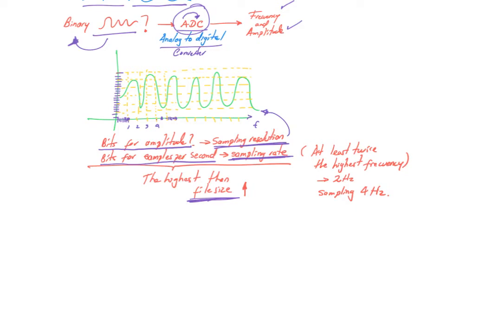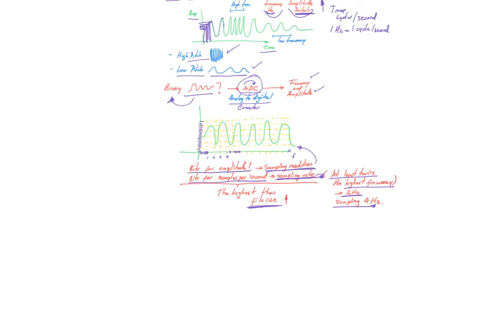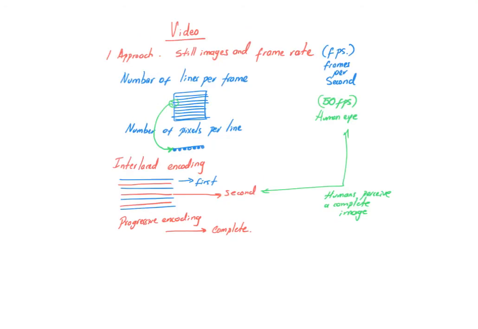Not about sound, but we're going to talk about compression for images and video. One thing that we know is that we need at least twice the highest frequency for the sampling rate. So if the frequency of the sound is 2 hertz, the minimum frequency that I need for the sampling rate is 4 times per second. All right, I think that's enough for the sound. Let's move on to the next topic.